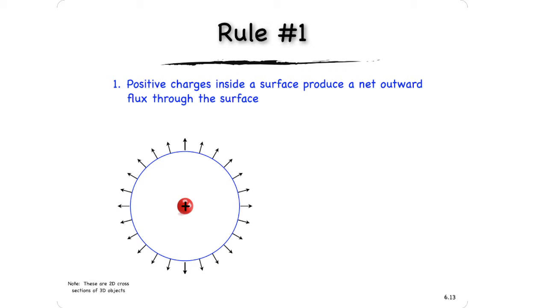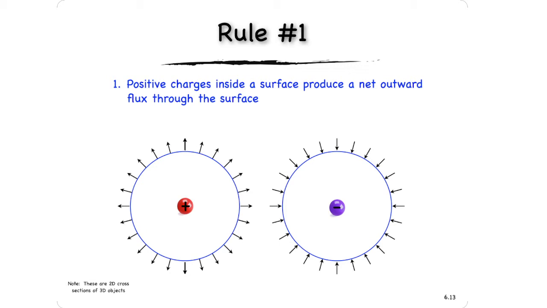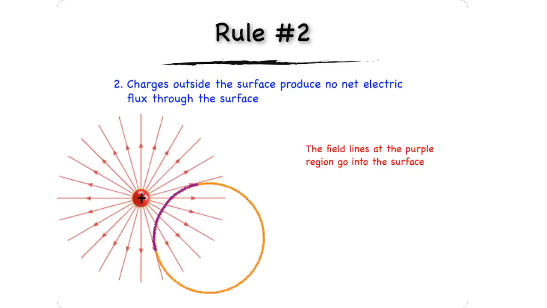Okay, so let's just review the rules. Positive charges produce a net outflux of electric field lines through a surface. A corollary to that is negative charges produce a net influx, and you can see that in these diagrams. Rule number 2, charges outside of a surface don't produce any net flux through the surface.